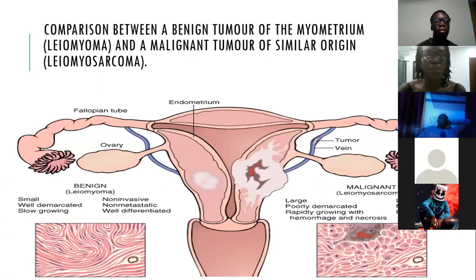Okay, so this is a benign tumor of the uterus and a malignant tumor of the uterus. If you look at the diagrams closely, you realize that the benign tumor is well differentiated. It looks even, the cells look even. However, if you look at the malignant tumor, the cells look uneven, they are of different sizes, their cytoplasms are different, and in one or two of them, you can even see two nuclei present.